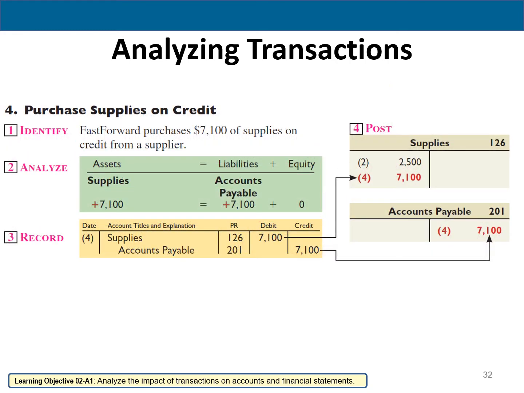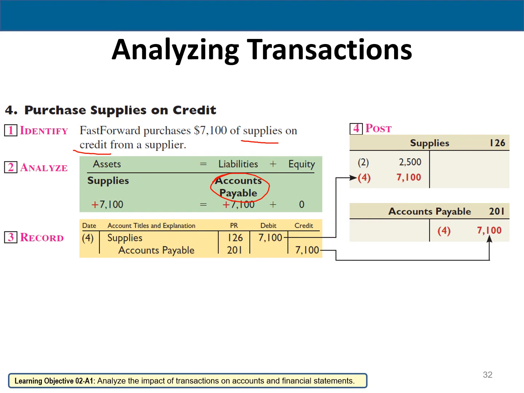In transaction 4, Fast Forward is purchasing supplies on credit from a supplier. So when Fast Forward purchases supplies, we know one of our accounts is supplies. What's our other account? When they say on credit, that means we're going to owe them in the future. And when we owe them in the future, we have a payable. And so the two accounts that are affected are supplies and accounts payable. So supplies is what type of an account? It's an asset account, right?